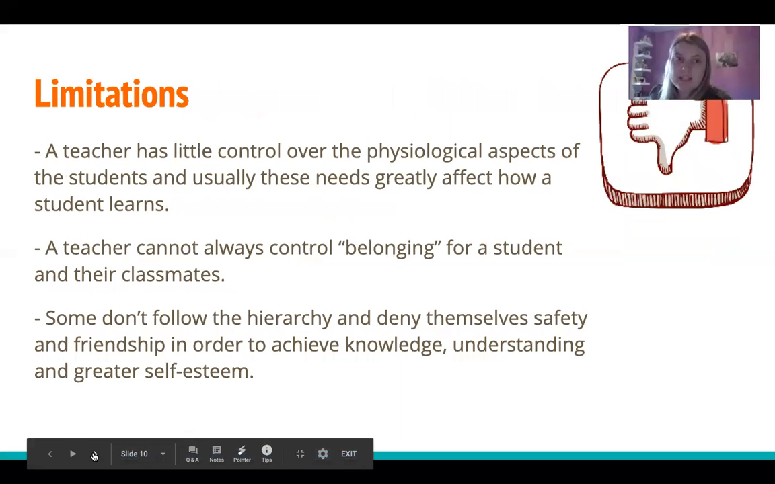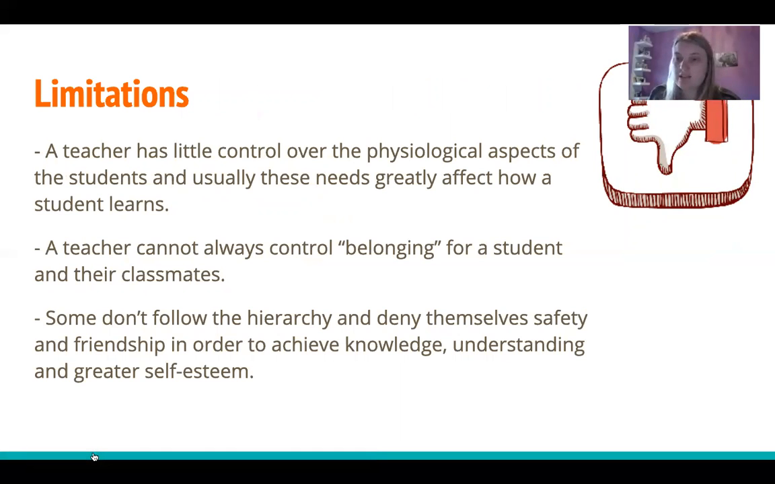Some of the limitations of this theory include the fact that a teacher has little control over the physiological aspects of the child's life. So as Taylor mentioned, they can have the positive aspects with the lunch program or brain breaks, but ultimately the teacher does not go home with the child and they don't have that control over the sleeping schedule or how they eat at home. So that's a disadvantage as well.